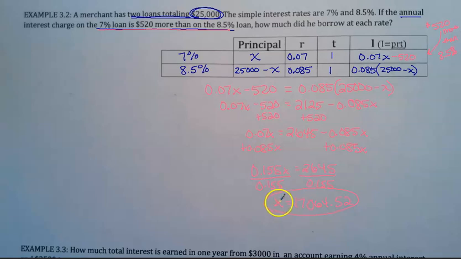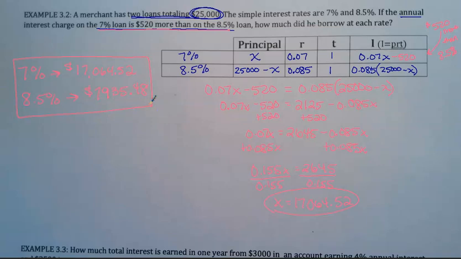So we've got our x here, and x is our 7% interest. So in our 7% account, the merchant has invested $17,064.52. Then in our 8.5% account, we need to do some subtraction: 25,000 minus $17,064.52 gets $7,935.48, which is how much is invested in that account.